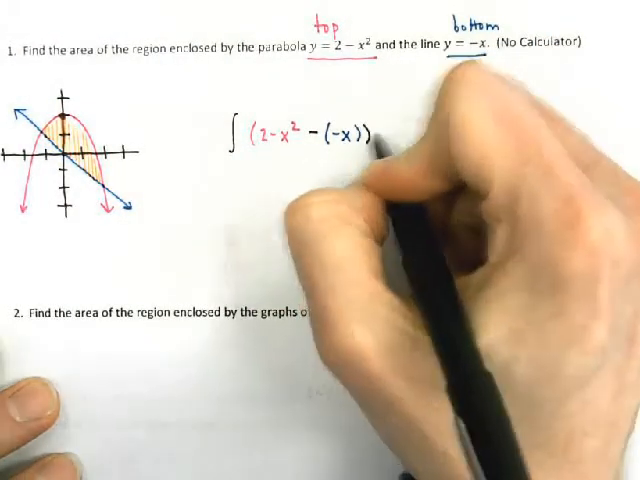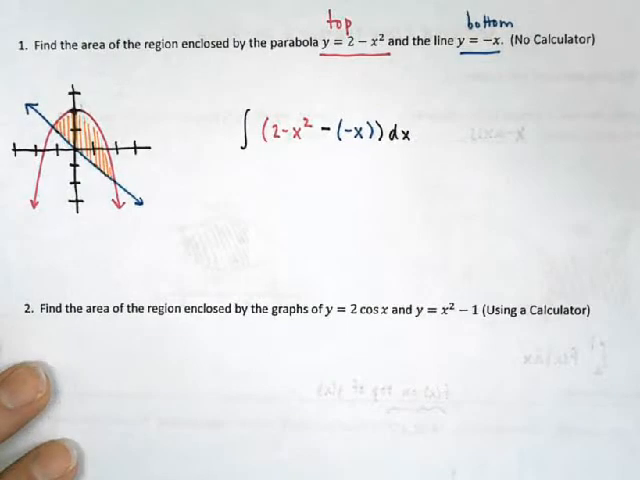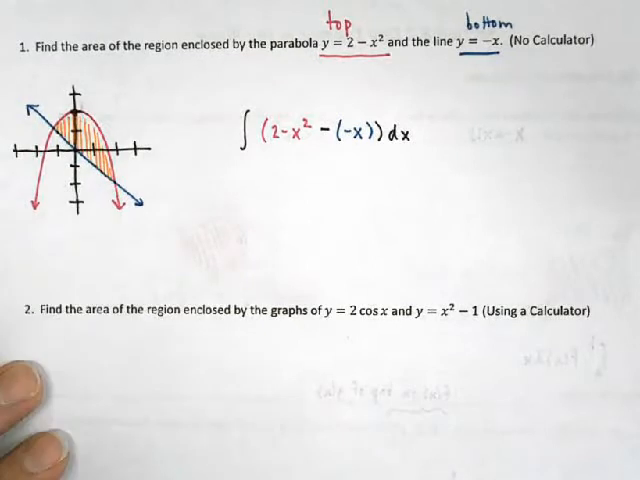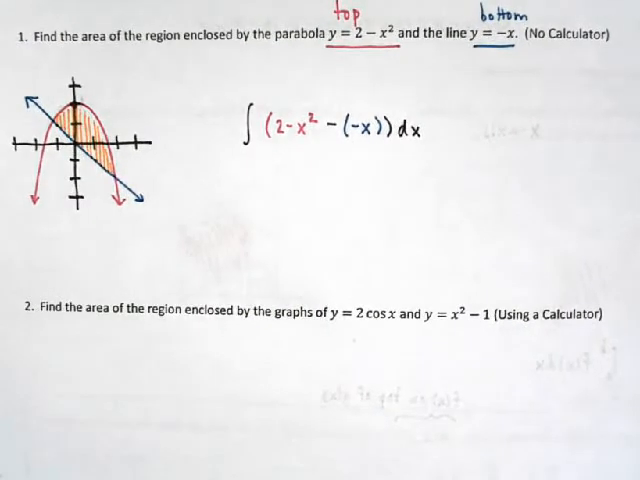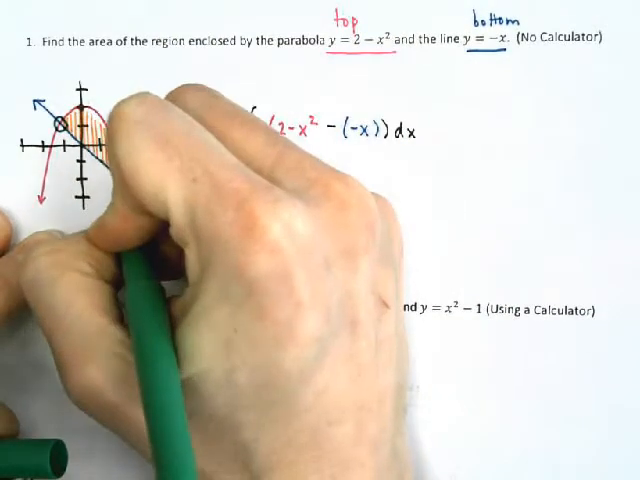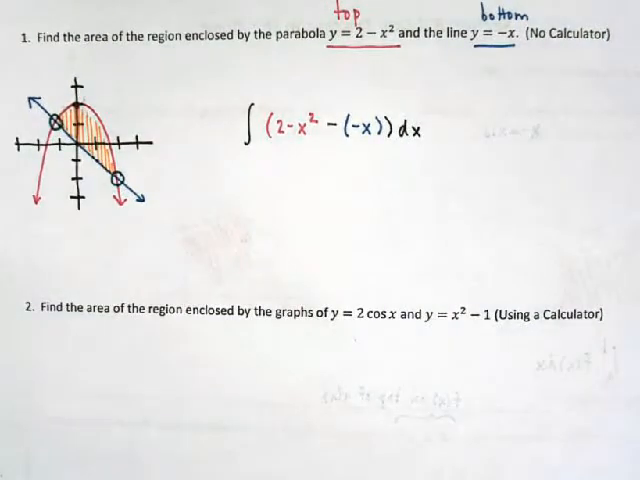I'm going to close off my integral with my dx. Now, the other thing I have to decide here is what are my limits of integration? So what I need to find are the two intersection points. And those will give me my limits of integration. So I need to determine this point here and this intersection point here. And those will give me my top and bottom limits.